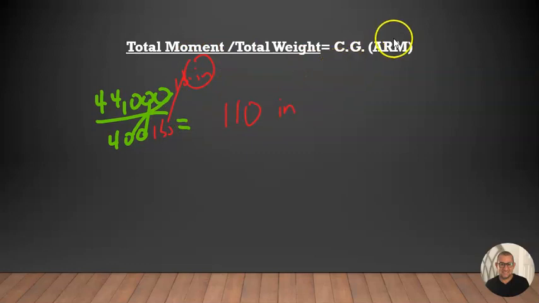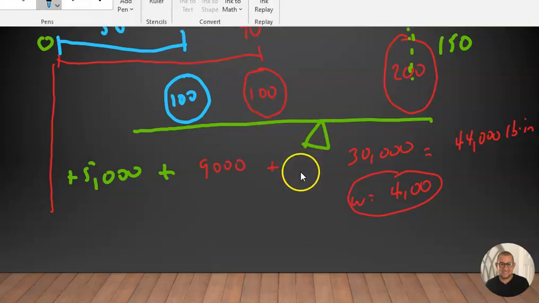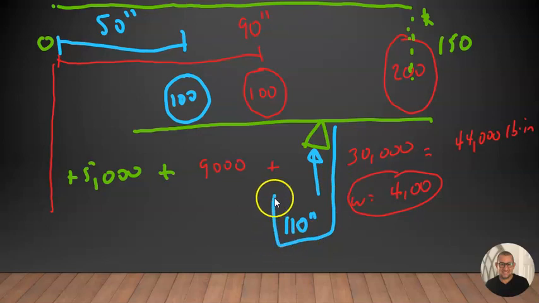That is the position, or the arm, right? Because total moment divided by total weight equals an arm, which is our CG, center of gravity. So 110 inches is where our CG would be. If I were to go back to our drawing, this position here would be position 110 inches from the datum. That's where our center of gravity is.